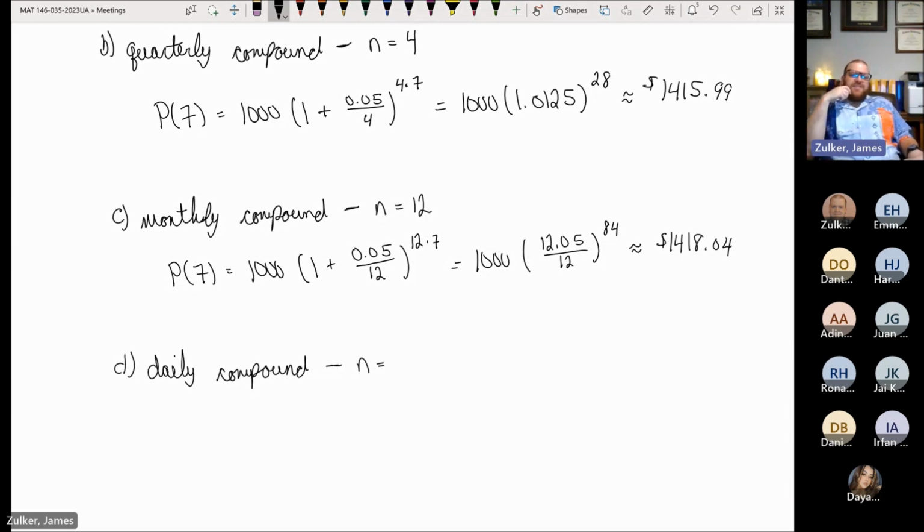Are you sure about that? How can you have a quarter of a day? Right, but that doesn't mean in a given year you have a quarter of a day, right?